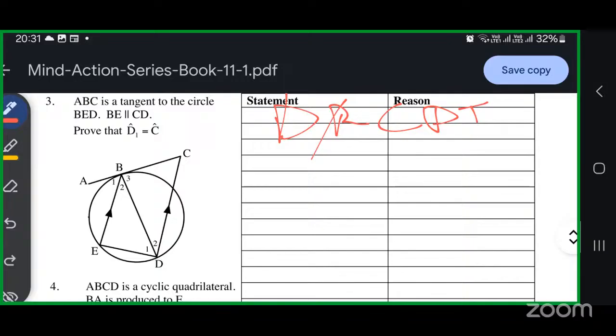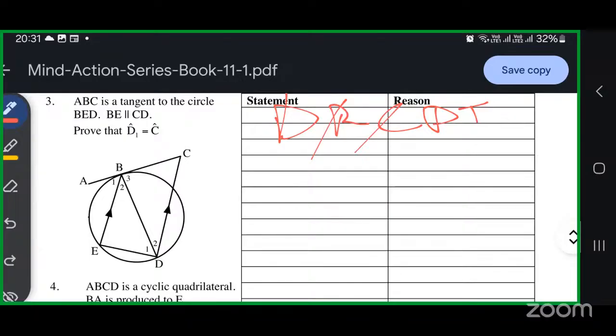Is there any cyclic quad there, Nomfundo? No. Okay. Is there any parallel lines? Yes. Then now there are those parallel lines, BE is parallel to DC or CD. Now with that, you can see that.